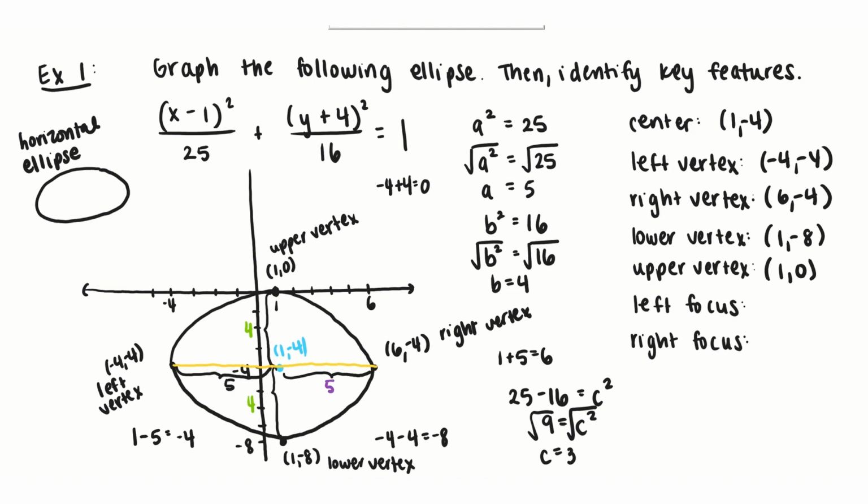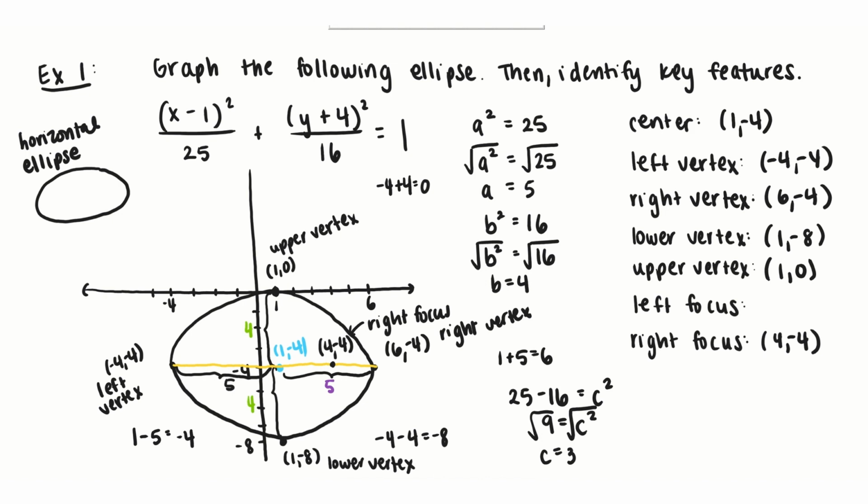So I'm just going to add 3 to this one. So 1, 2, 3. And I get 4, -4. All right, so that will be my right focus. So I just moved over 3 units to the right. And I had to add that to my x value because this is a horizontal ellipse.